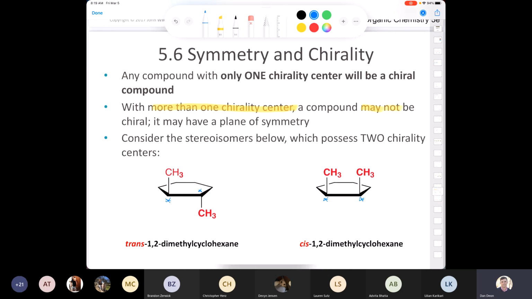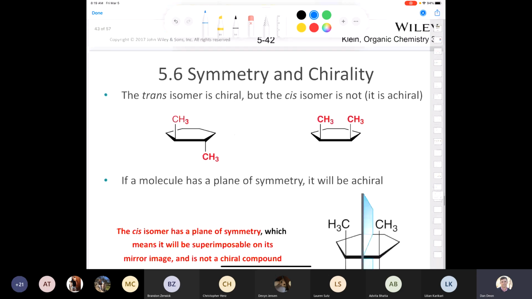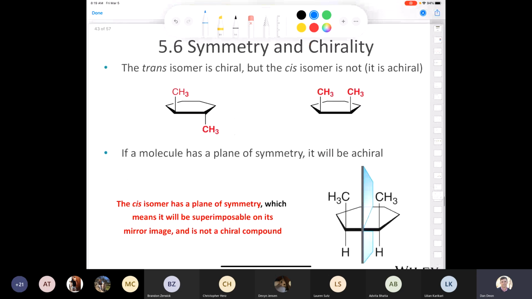They both have two chirality centers. Well, I'm going to tell you that one of these compounds is chiral overall and the other one isn't, and I'm going to explain to you why. Okay, it says the trans isomer is chiral, but the cis isomer isn't. Okay, again, they both have two chiral centers, right? They have that in common, but this compound is chiral, okay, meaning it will rotate plane polarized light. We discussed that last class. And this compound is achiral. It's not going to rotate plane polarized light.